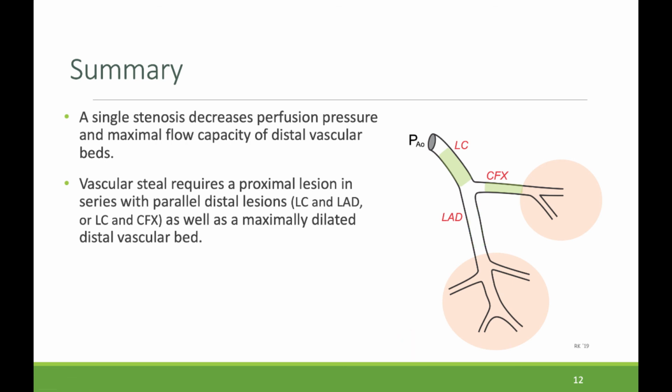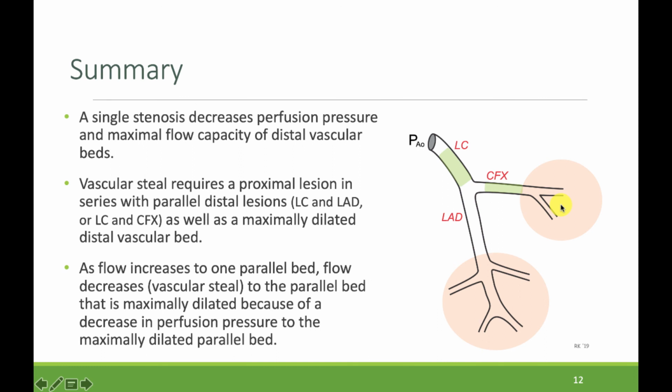Now let's look at this in the reverse. By assuming that our lesion is in here and here in the circumflex artery, in that case this vascular bed would be maximally dilated. And so as we increase the flow here in this vascular bed, it would reduce the perfusion pressure to the circumflex and cause a flow reduction there. So as flow increases to one vascular bed, flow decreases, or vascular steal, to the parallel vascular bed that is maximally dilated. And that occurs because of a decrease in perfusion pressure to the maximally dilated parallel bed.